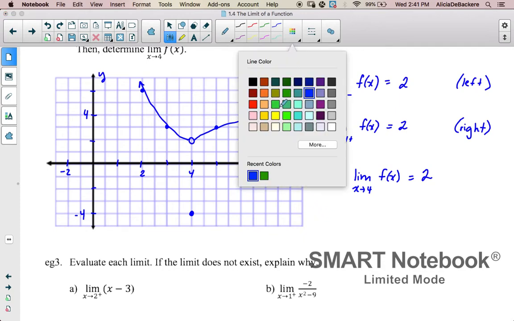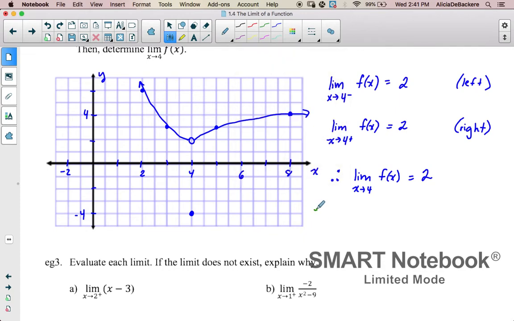So what's special about this question, what we want to notice here, is that the limit is 2, even though if I were to calculate f at 4 exactly, it is not equal to 2. F at 4 is actually equal to -4, not +2. So this is important, that I can have a limit even though the point doesn't exist there.